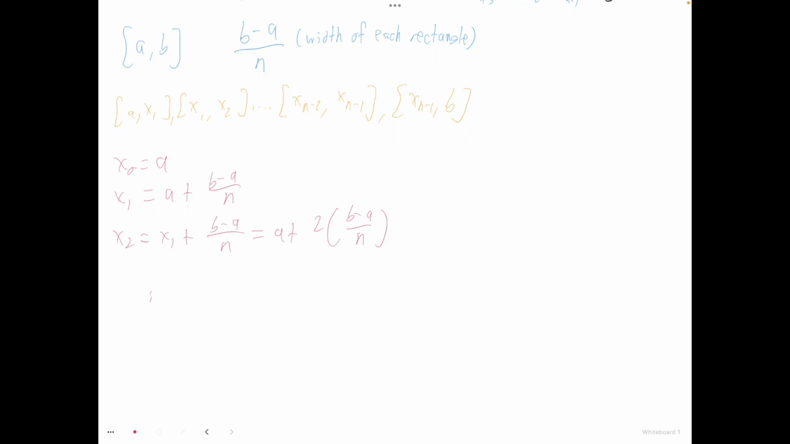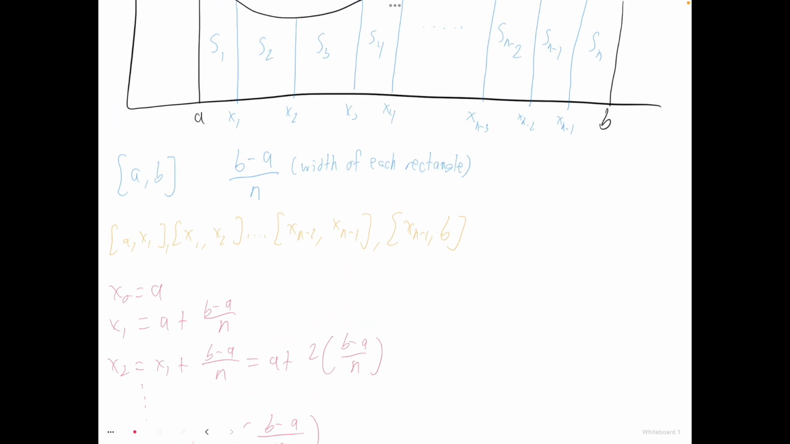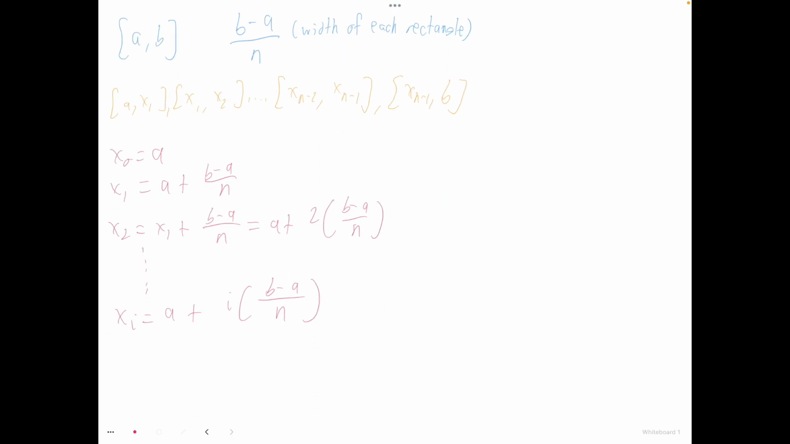And so on, I just keep repeating this process. And so x sub i, the ith iteration, is going to be A plus i times B minus A divided by n. And so that's telling us what each of these x sub i's are. It's just telling us where these interval pieces actually are falling. What is the actual value? Now notice B minus A over n comes up a lot when we do this.